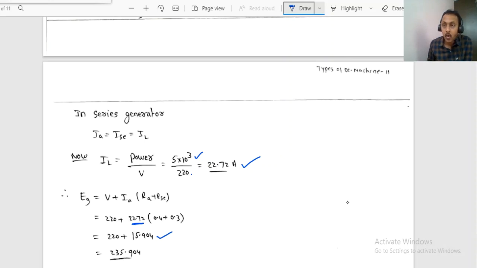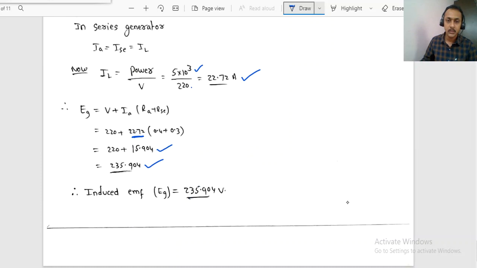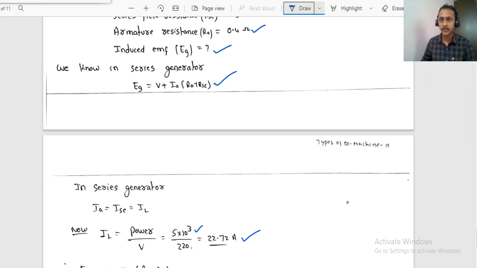That means indirectly how much is generated from the generator? 235.904 volts is generated from the generator. Out of that, how much is wasted or dropped? About 15 volts is dropped or wasted because of the winding, right?